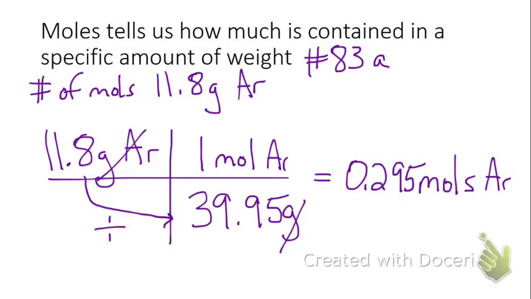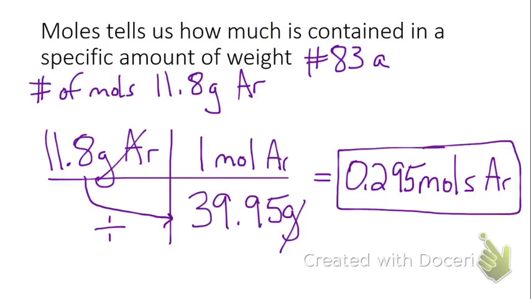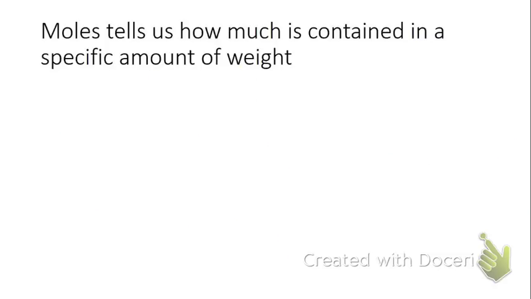Now, there is an easy way to check our answers when we do these types of calculations. We know for every 1 mole, we have 39.95 grams of argon. We started with 11.8 grams. That's a little bit under a third of the molecular weight of argon, and so it makes sense that our answer is under a third.